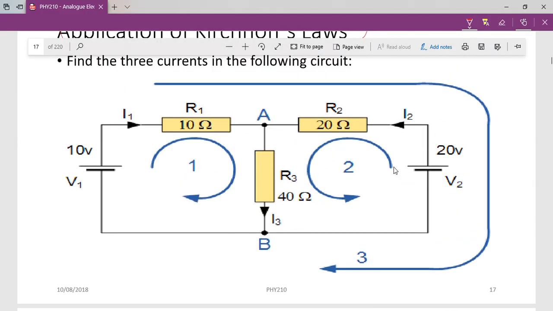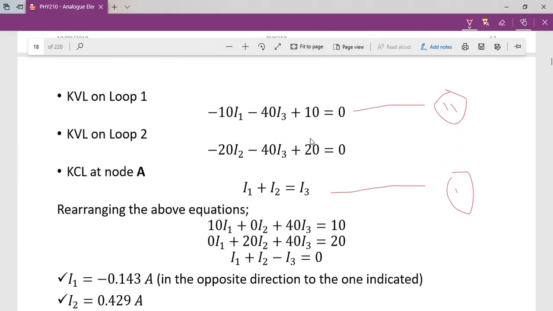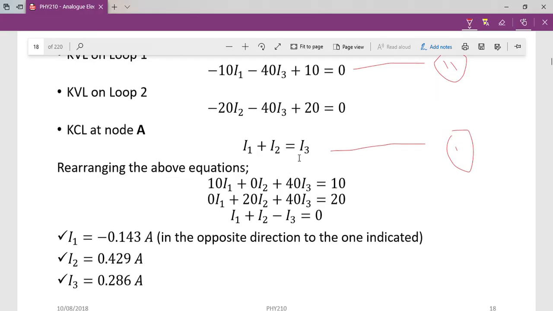You can move to the second loop. In this second loop, this is the direction of loop. If you start from here, this is 20 volt, this one will be I2 R times 20, and it is negative because the direction of current is this direction and the loop, they are moving the same direction. Also this one will be I3 R times 40, and it is negative because they are moving the same direction, this one. So we have another equation, this one.